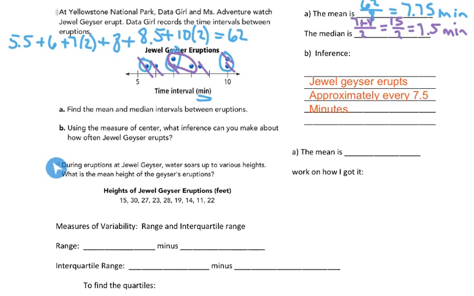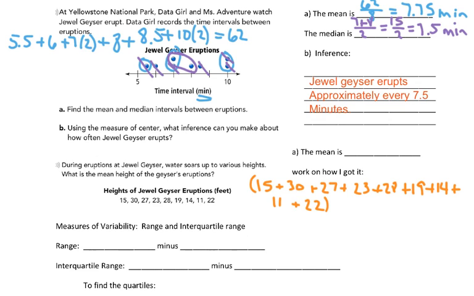So we're looking right here. During eruptions at Jewel Geyser, water soars up to various heights. What's the mean height of the geyser's eruptions? So we have to add up all of the values and then divide by the total number of values I have. So the work I have is to add up 15 plus 30 plus 27 plus 23 plus 28 plus 19 plus 14 plus 11 plus 22.